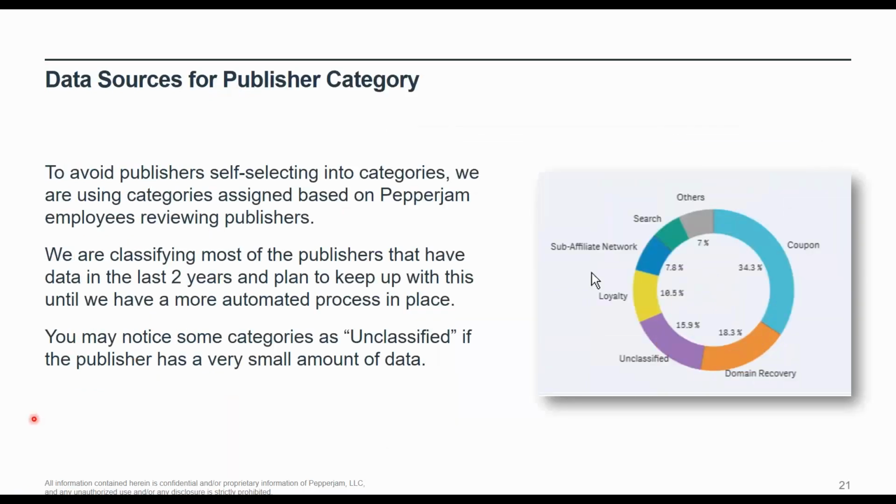And then we also have recently instituted a new dimension in the Pepperjam network. We created a primary publisher category. This is hand classified by folks over at Pepperjam to avoid publishers self-selecting themselves into a particular category. You may notice a couple appearing under unclassified. We have 80,000 publishers that we're working through, so we haven't quite made it to every single one of them, but in general, the top 300 publishers are definitely already classified, and we're working through about, I don't know, 50 or so a week. So you'll see the unclassified decrease over time.